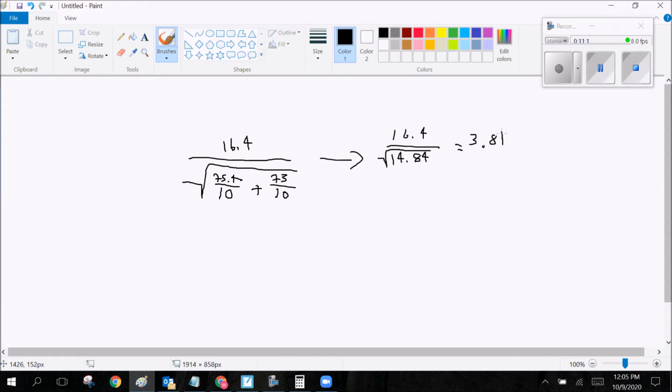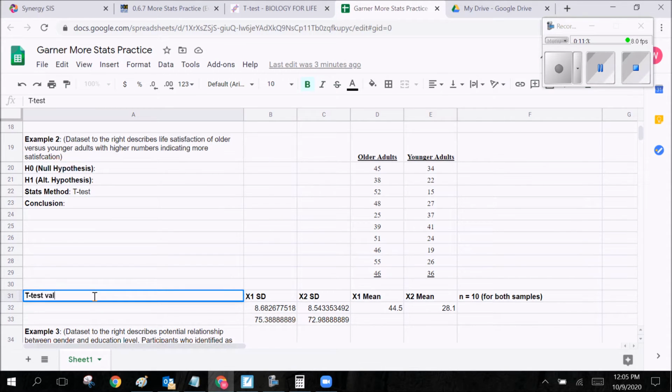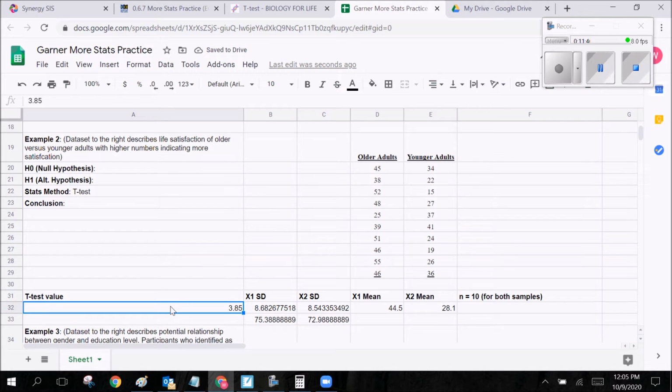Yeah, my math teachers were always really dubious of my ability to do math. Can you tell why? All right, so 3.85, there we go. So we have our t-test value right there, and we are good to go. Our t-test value, which I'll put right here, is 3.85. Okay, so we are good to go now with our t-test value.